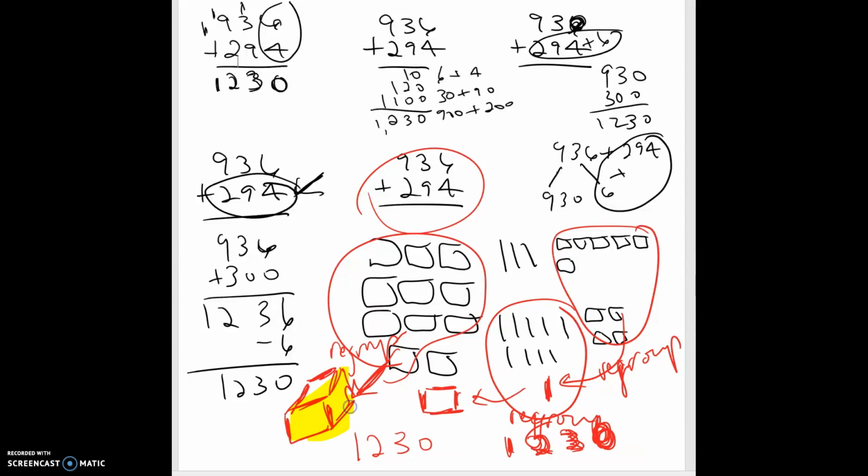And you can kind of see that. There's my 1 cube. These are my 2, 3 longs, and there's no singles over there, so I can't have anything to highlight. All right, so those are some of the methods for adding, and we'll look at subtraction in the next video.